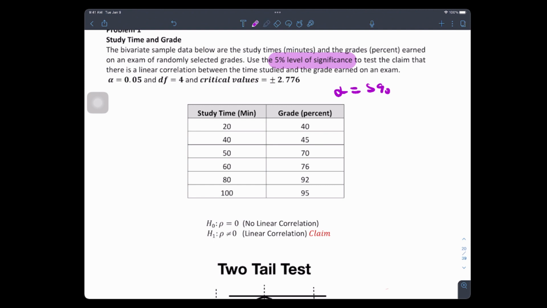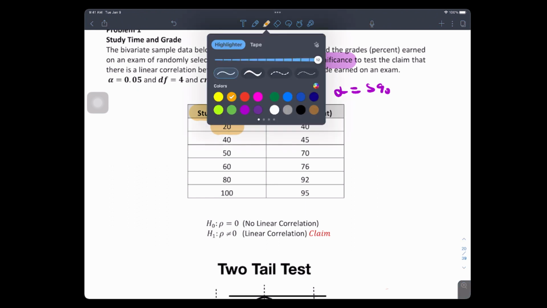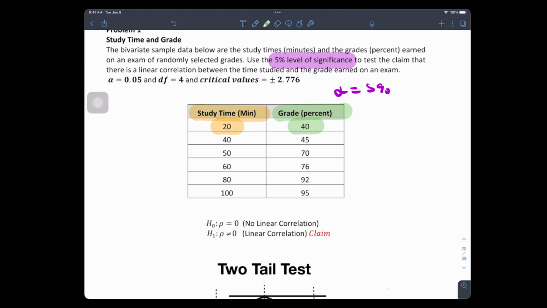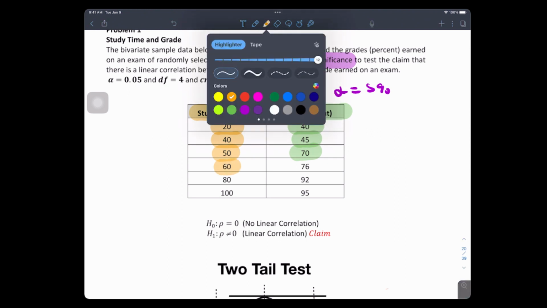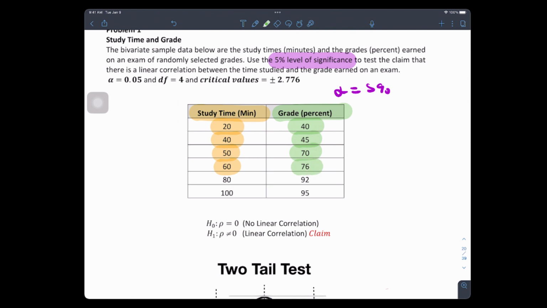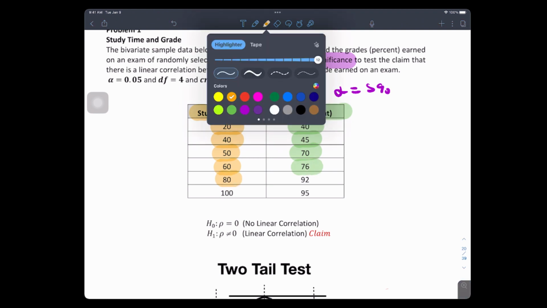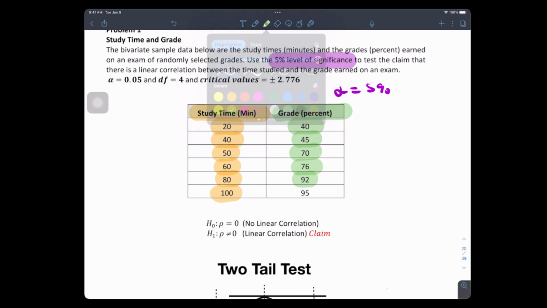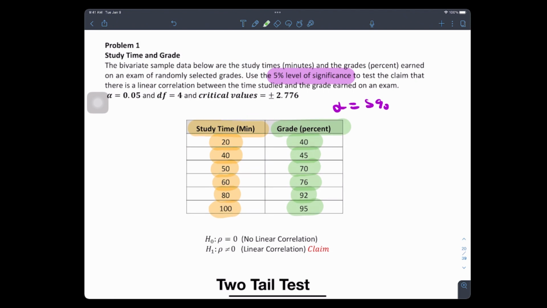This is all the bivariate data. Study time in minutes. If someone put 20 minutes in, what grade did they get as a percent? That's 40%. Okay. If somebody put 40 minutes in, what grade? 45%. Let's say you put 50 minutes in, your grade is what? 70%. Let's say you put 60 minutes in, your grade is what? 76%. Let's say you put 80 minutes in, what's your grade? 92%. You put 100 minutes in, what was the grade? 95%, ladies and gentlemen. This is the bivariate data.